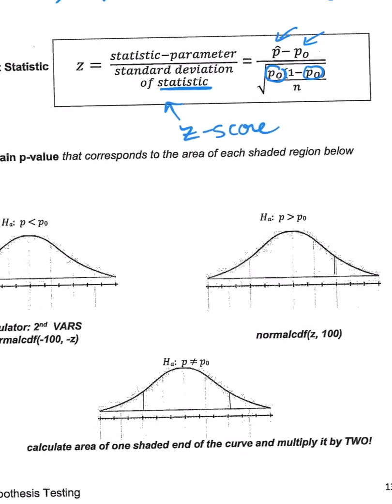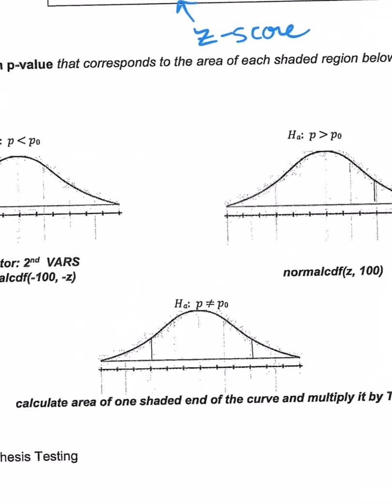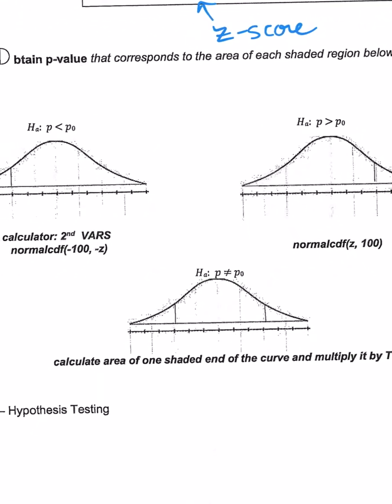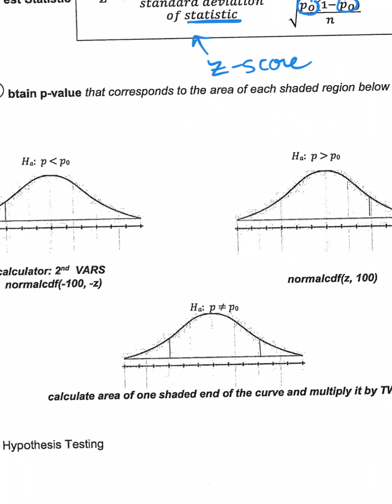So now we want to obtain a p-value that corresponds to the area. If P is less than P naught, this would be my Z. It would be down here, wouldn't it? Negative Z. And less than means it would be everything shaded here. Would you agree? Okay.